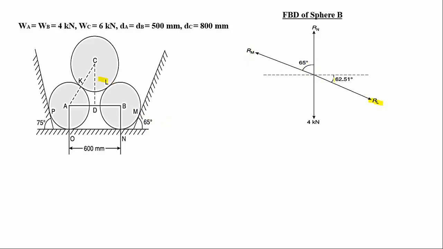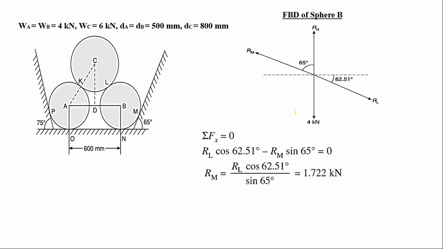Already we have calculated this angle, 62.51 degrees with respect to horizontal. Here in this case we have four forces, so we cannot apply Lami's theorem. Therefore we will apply the conditions of equilibrium. First we will apply summation of Fx is equal to 0, forces acting along the x direction.